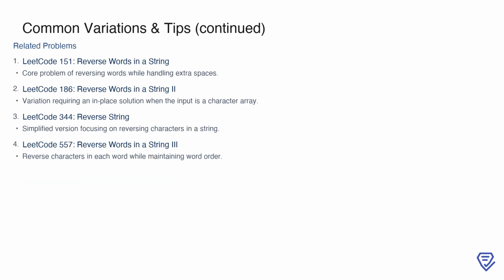There are several related problems that can help you deepen your understanding of reversing words in a string. For instance, LeetCode 151, the core problem we're discussing, focuses on reversing words while handling extra spaces. LeetCode 186, on the other hand, introduces the challenge of solving this problem in place when the input is given as a character array. Moving beyond word order, LeetCode 344 is a simpler variation that focuses solely on reversing characters in a string. Finally, LeetCode 557 offers a twist by asking you to reverse the characters in each word while maintaining the word order. Exploring these variations can help you build a comprehensive skill set.